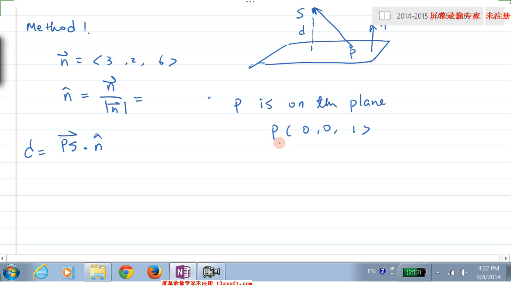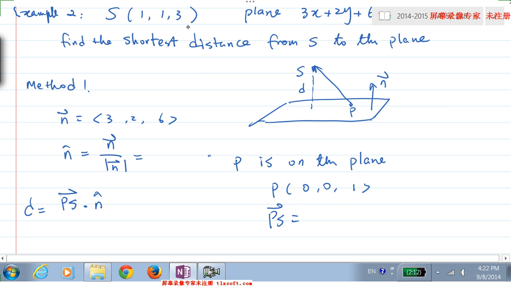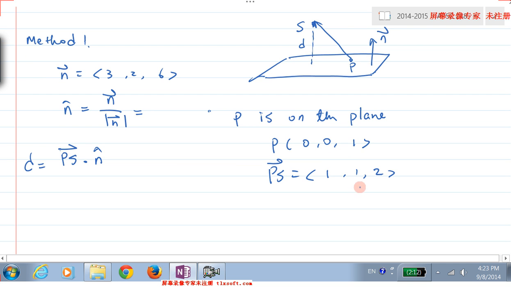Okay, so if this is a P point, then the PS vector in my case, because my S is 1, 1, 3, and this is 0, 0, 1, so use the coordinate S, subtract the coordinate P, so we'll get 1, 1, 2, right? 1, 1, 2. Alright, so the rest works is very simple. So you use this vector, dot, this n hat. So I guess we still need to figure out n hat then, right? N hat.